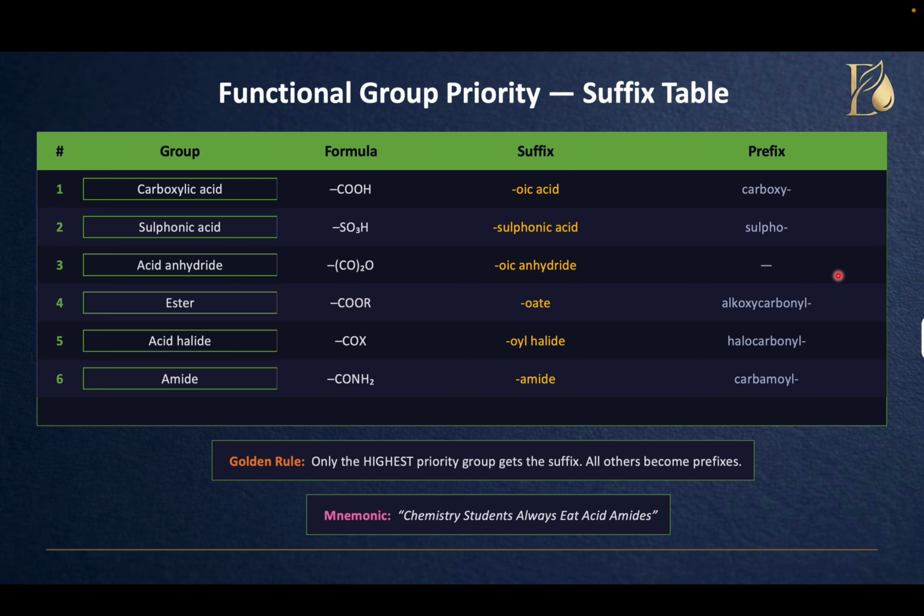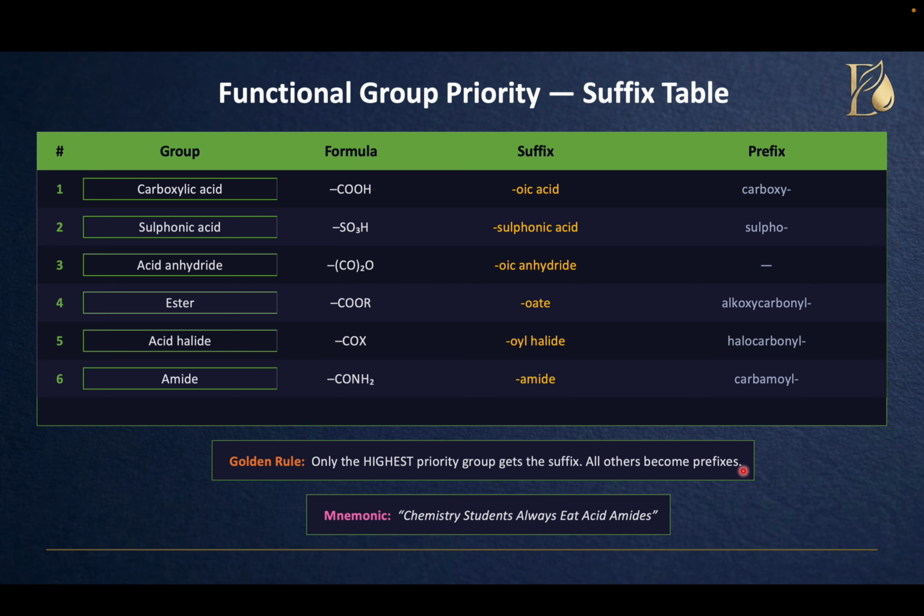Don't be confused or tensed right now. We will get these names later. First you have to understand that there are different terms called suffix, prefix and word roots. Okay. Now, only the highest priority group gets suffix. All others become prefix.